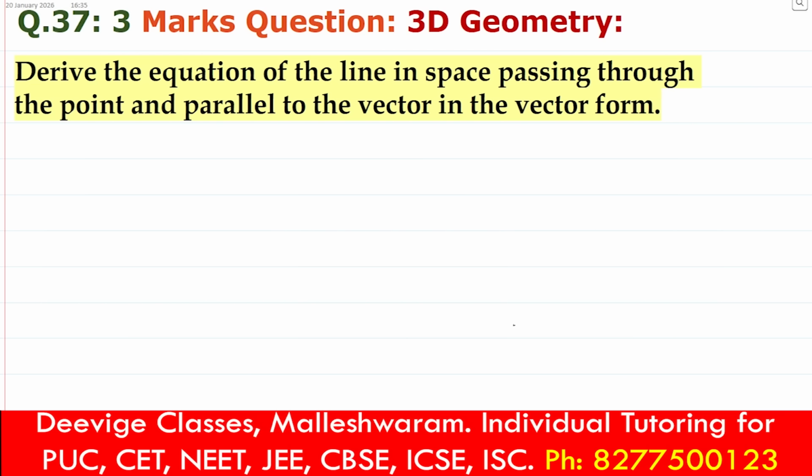So the 2 mark questions are completed. Next, 3 mark questions from three-dimensional geometry. First question: derive the equation of a line in space passing through a point and parallel to a vector, in vector form. Already we solved problems based on the equation of a line.